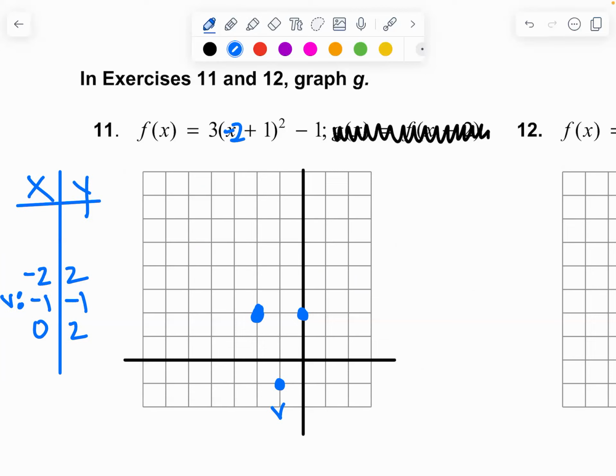Okay. Now, what number should we pick next? -3. And 1. Go on the other side. It's 11. I don't think I have enough room for 11. Yeah, it's 11. Do you need me to go through how they got 11? 1 plus 1 is 2. 2 squared is 4. 4 times 3 is 12. Minus 1 gets us 11.